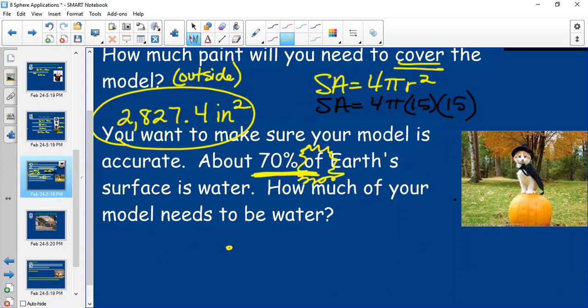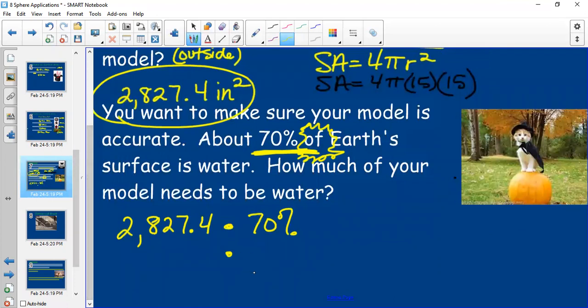Of means to multiply. So in this case, we're going to do 2,827.4 times 70%. Or in your calculator, we change 70% to a decimal, which is 0.7 or 0.70. Some people write it either way, it's fine. And I'm going to go ahead and figure out what that is on our calculator.